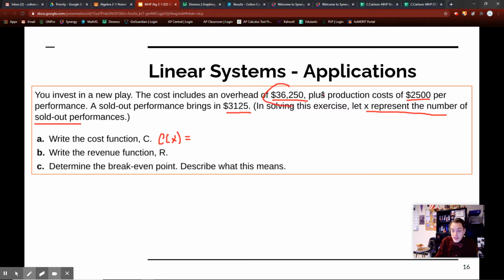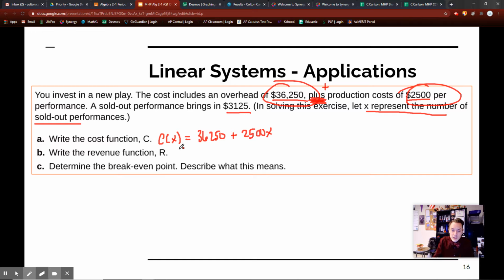Well, the fixed price is this. This doesn't change, right? It's not variable, which means it's not per something. It stays as it is. So that means this is $36,250, added to, that's what plus means, right? Plus the variable cost, the $2,500 per performance. So depending on how many performances you have, $2,500 per performance. That's the cost function it takes to actually produce this play.